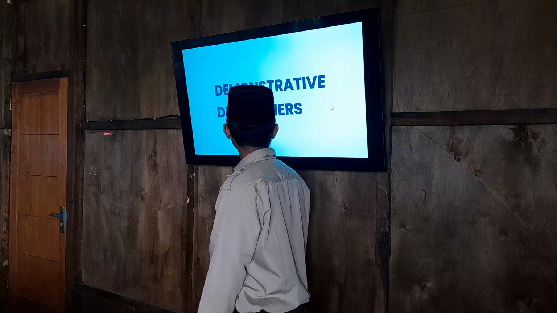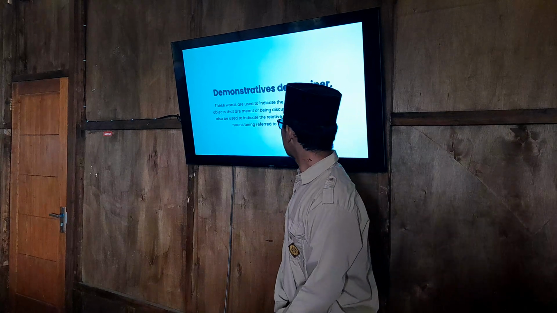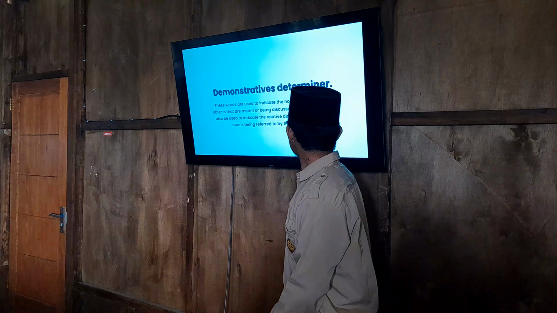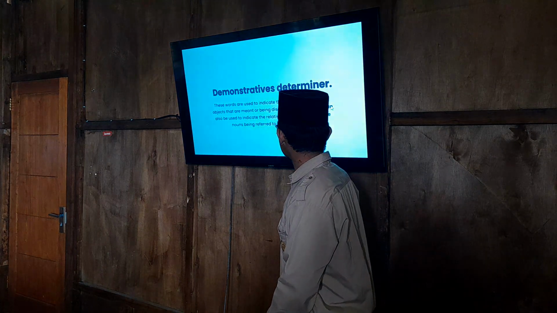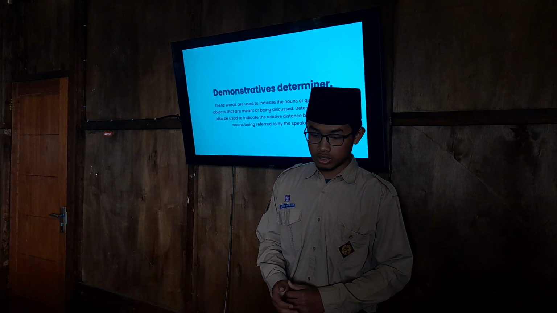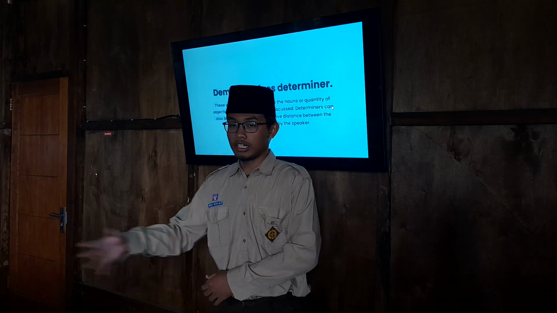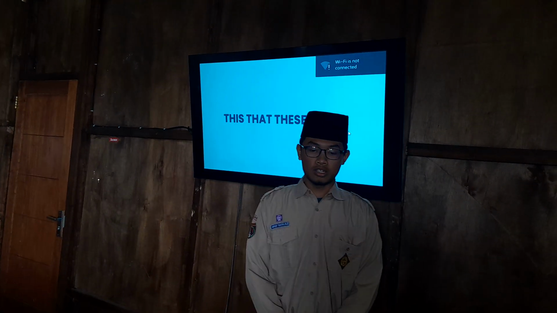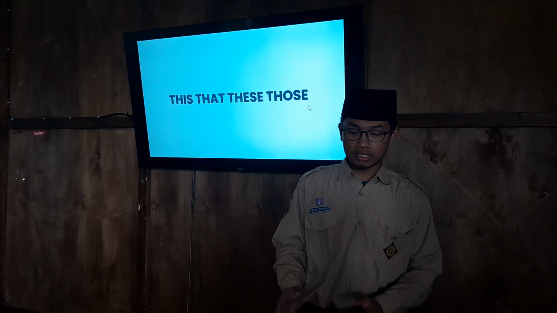So the first is demonstrative determiners. Demonstrative determiners are used to indicate the noun or quantity of objects that are being discussed. They can also be used to indicate the relative distance between the nouns and the speaker. So a demonstrative determiner indicates that a noun is near or far. It's like this, that, these, and those. So what is the difference between this, that, these, and those?